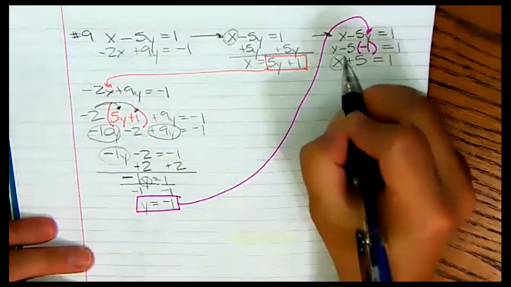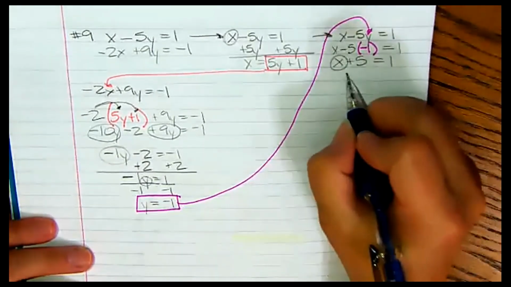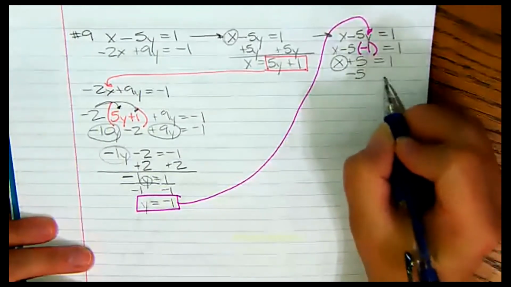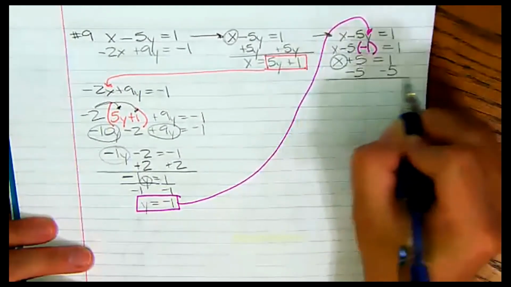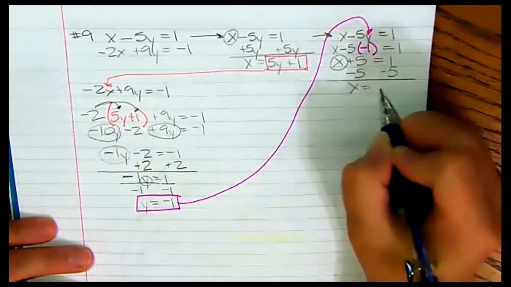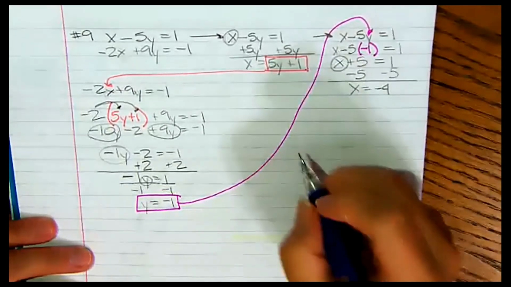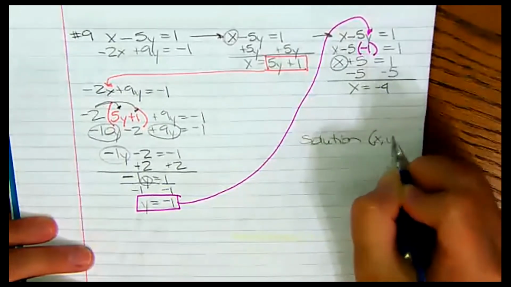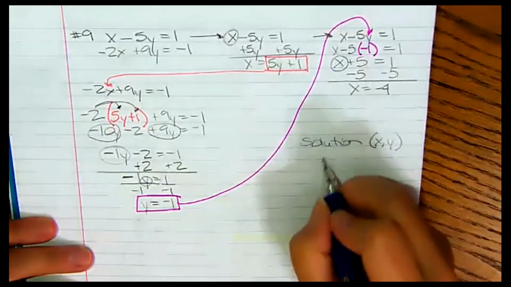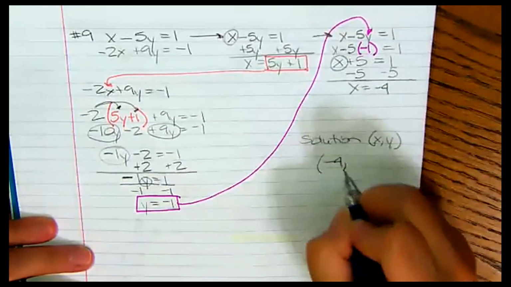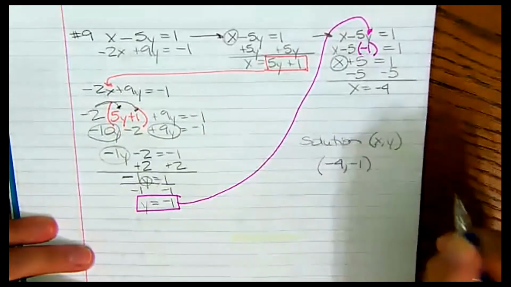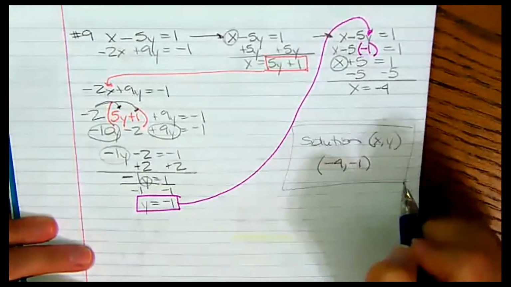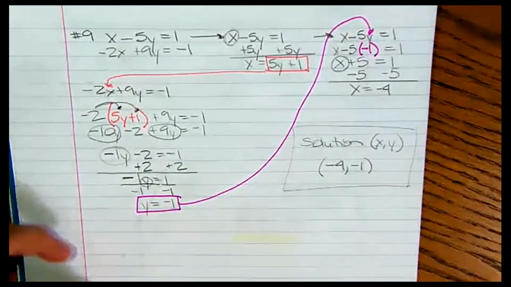I want to isolate my variable, so I'm going to subtract 5. What I do to one side, I must do to the other. X equals negative 4. And we know that a solution is always x, y. My x is negative 4, my y is negative 1. Boom. There's my solution.